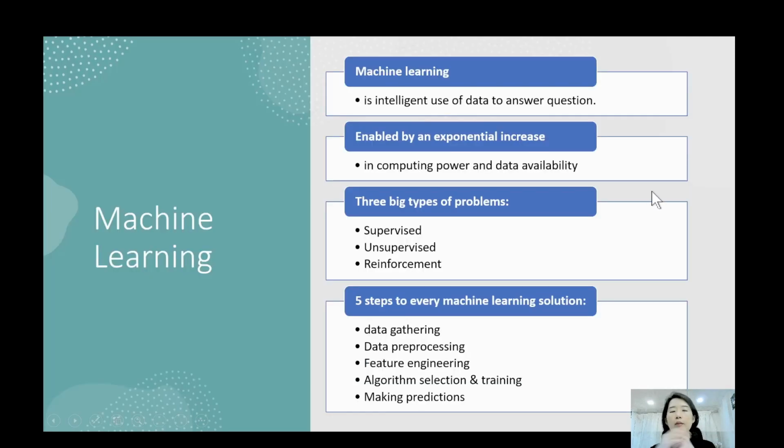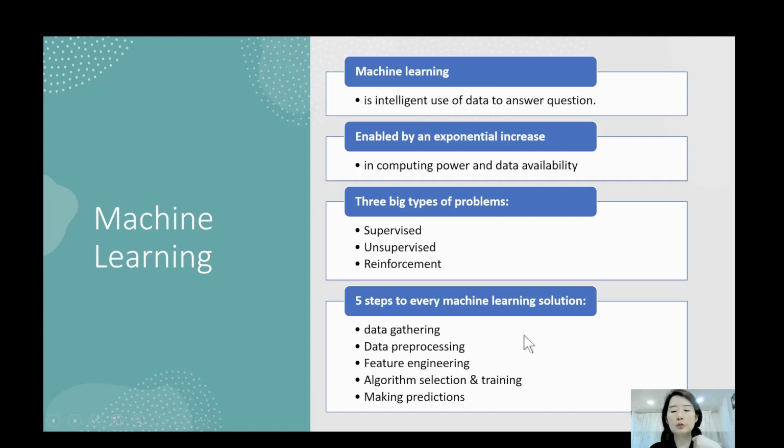So this is a summary of what we covered just now. Machine learning is the intelligent use of your data to answer your question, and this is enabled by an exponential increase of computer power, data storage, and big data. We have three big types of problem solving. It can be supervised learning, unsupervised, reinforcement, and the other subfield will be deep learning.